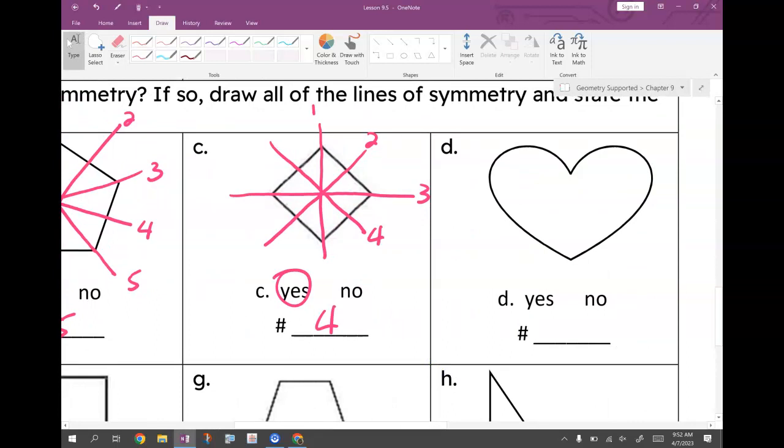I had to put the heart on here because it's so cute. That only has one. It is a yes, and it is only 1. You guys good there?